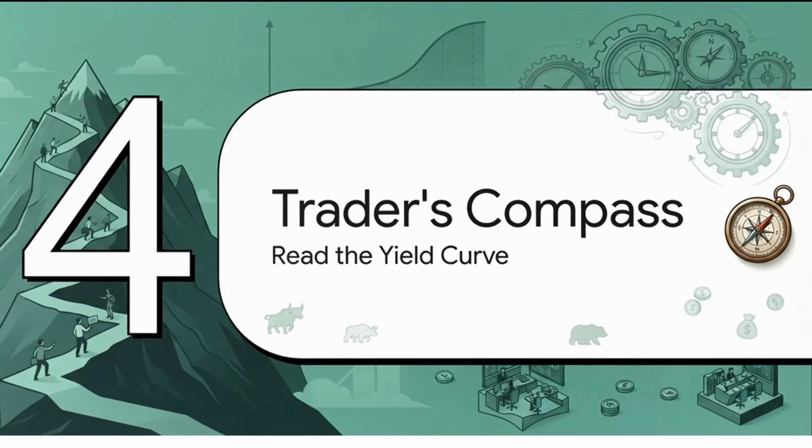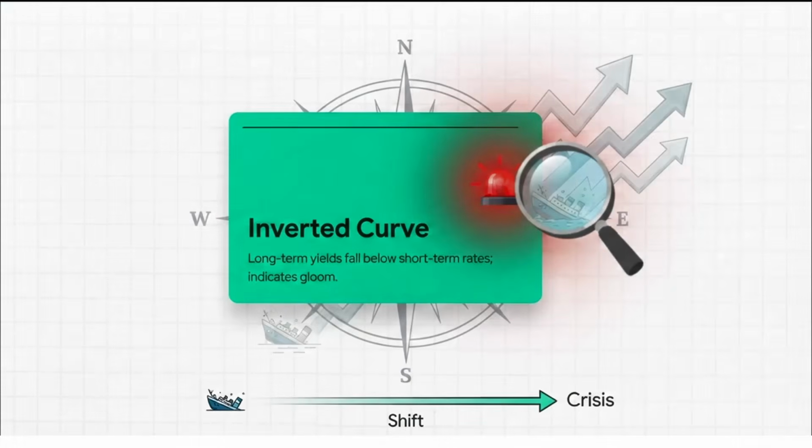Let's move on to something really crucial. The trader's compass, reading the yield curve. Right about now, you might be thinking, okay, this is great, but how do I actually know when these seasons are shifting? Your absolute best tool for this is the yield curve. It is literally the trader's compass. An inverted yield curve happens when long-term bond yields actually dip lower than short-term interest rates. Guys, this is a massive flashing red siren. It is a prime indicator of impending economic gloom, mainly because it tells us the bond market is already baking in low future inflation, a pretty terrible long-term growth outlook, and inevitable central bank panic.